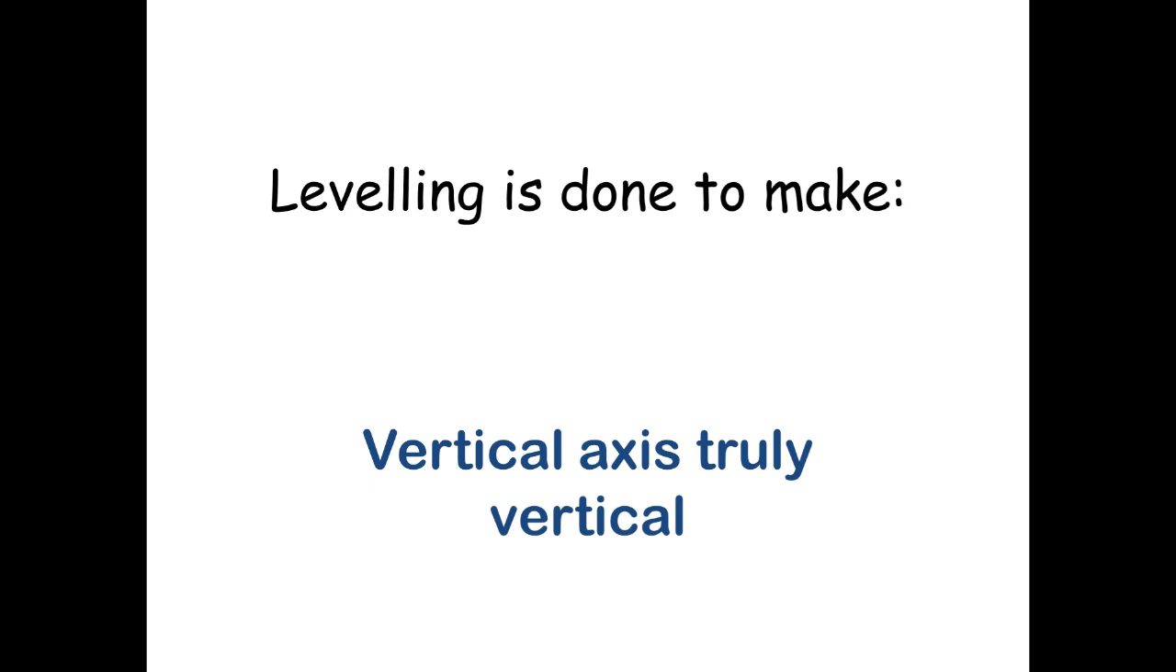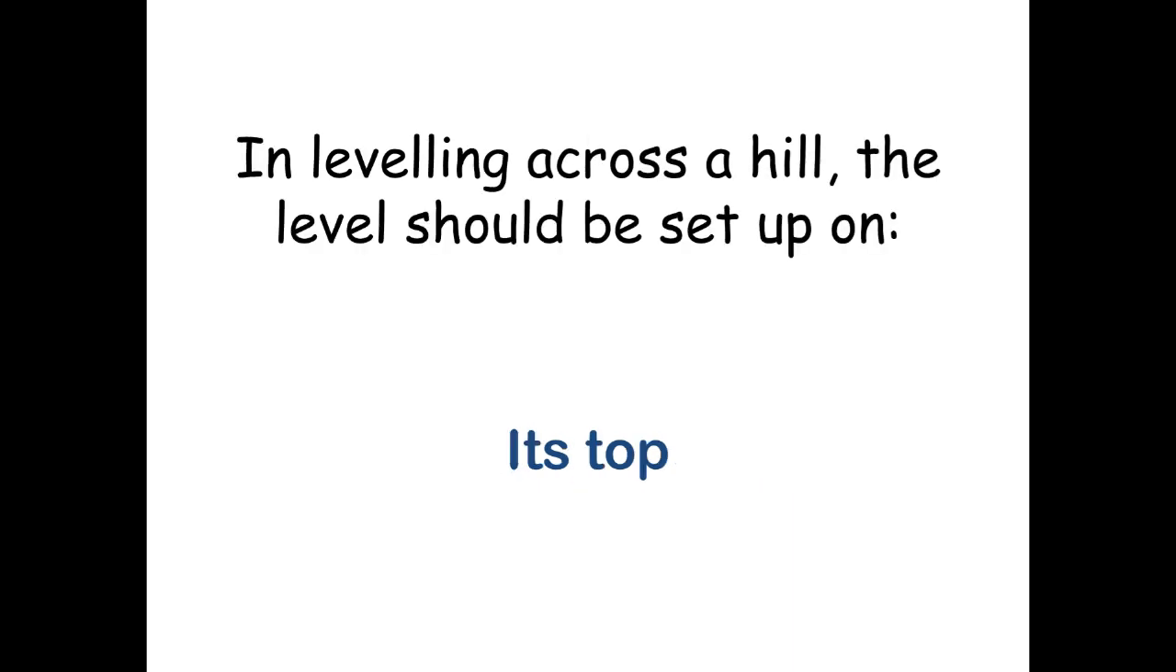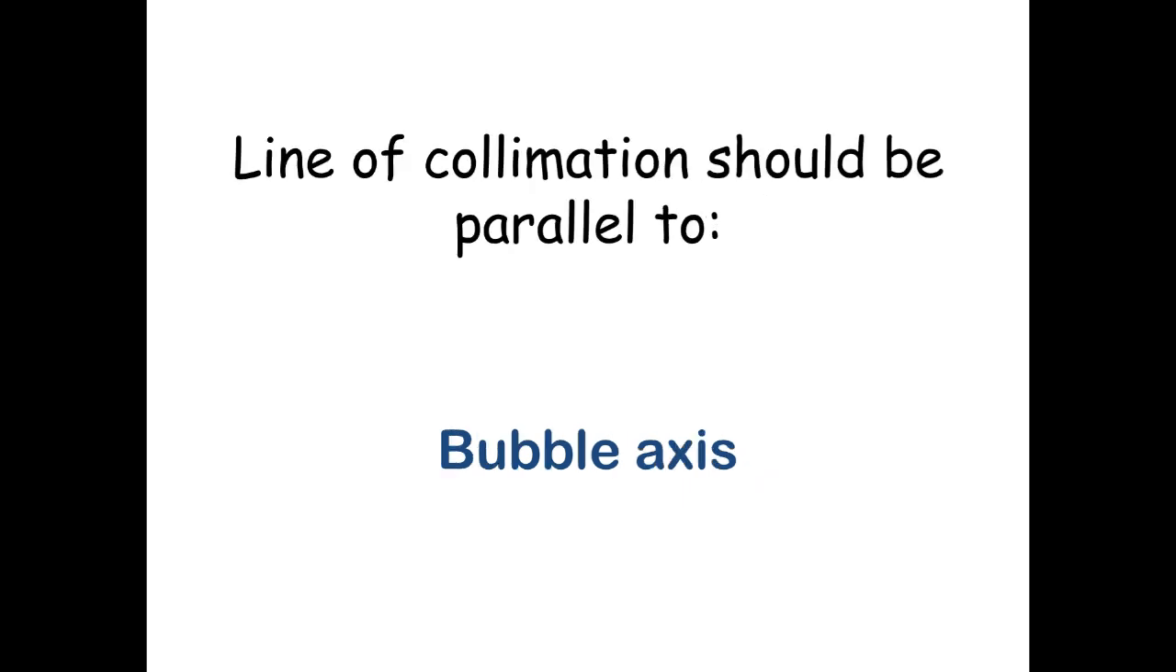Leveling is done to make vertical axis truly vertical. The Philadelphia rod is a type of telescopic staff. In leveling across a hill, the levels should be set up on its top. Benchmarks are fixed by spirit leveling. Line of collimation should be parallel to bubble axis.